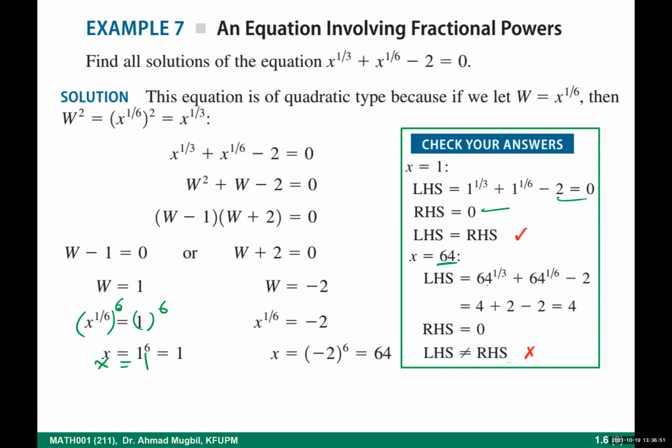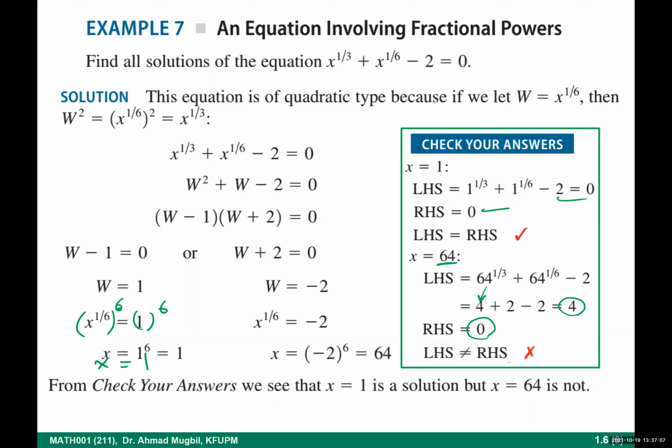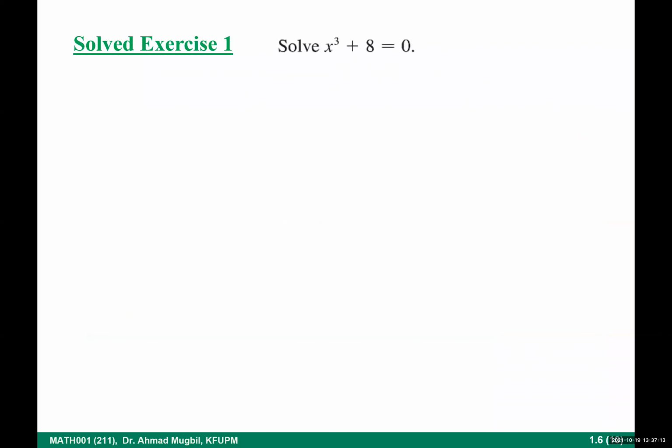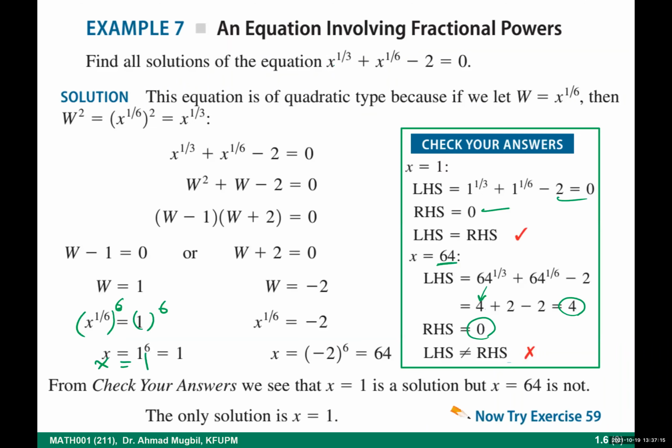What will you get? 64 to the power 3 over 6, 2. 4 plus 2 is 6, 6 minus 2 is 4. But the right hand side is 0. If 4 equals 0, this would be a solution, but it is not. So we have only one solution, which is x equals 1. And if 64 were a solution, negative 64 would be a solution as well.